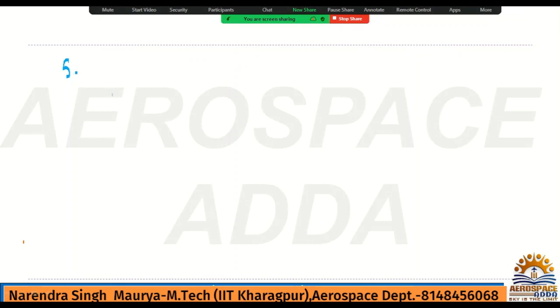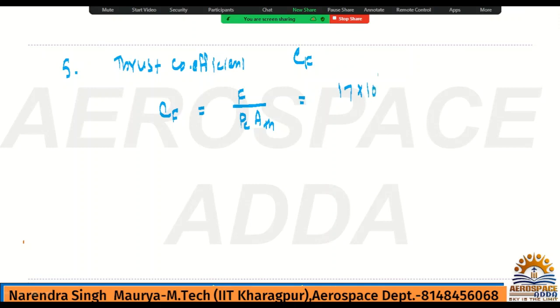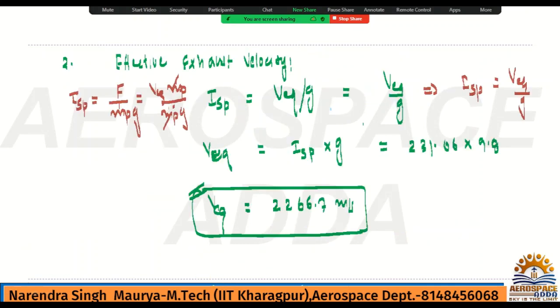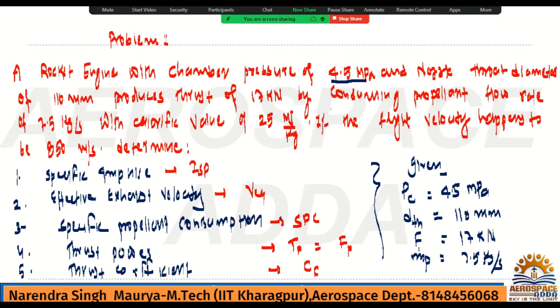Number 5 is thrust coefficient. What is the thrust coefficient? It is CF. By formula we know CF is nothing but thrust force divided by PC into ATH, throat area. What is the thrust force? It is, I think, 17 kilonewton they have given to us. Check: 17 into 10 power 3 divided by PC. If I am not wrong, it was 4.5 megapascal they have given.